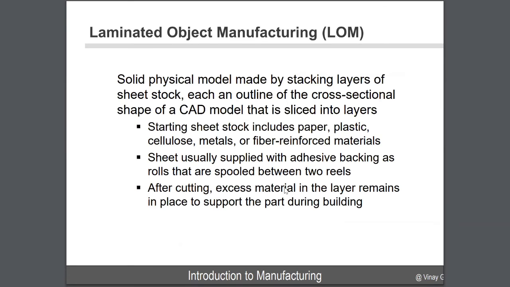There's another approach called the laminated object manufacturing. In this case, you're stacking layers of sheet stock, and in each of these layers, you're outlining the cross-sectional shape of the CAD model, and then that's getting sliced and then applied to the next layer. And this has been used in plastics, metals, and fiber reinforced materials. Usually, each sheet will have a backing adhesive that allows that bonding process between the layers. And then after you cut, any excess material is removed, or any support material is removed to be able to then finalize the part.